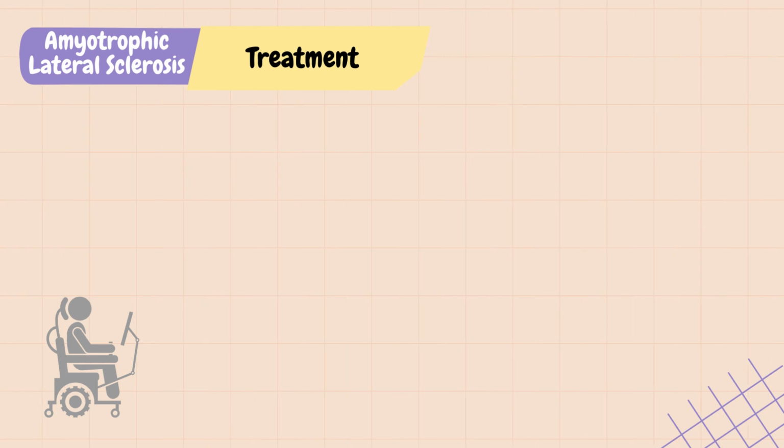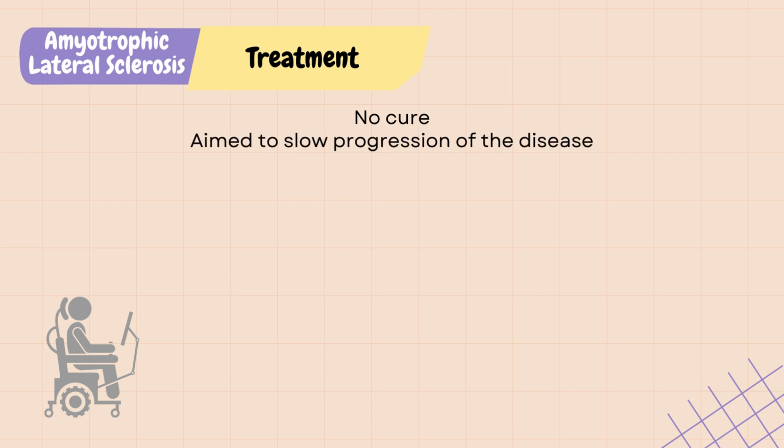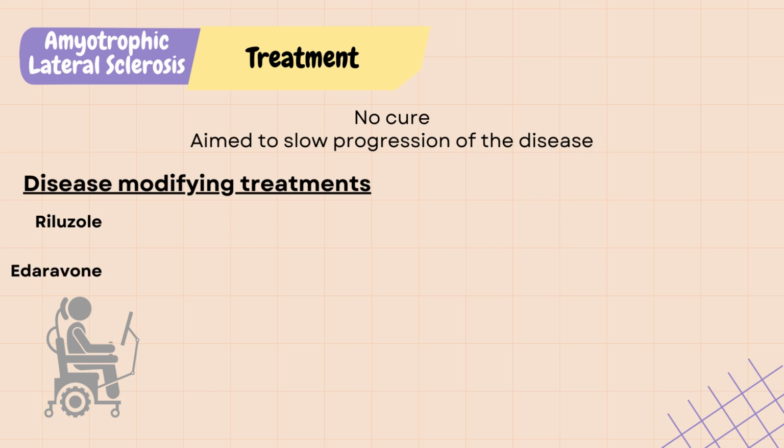Treatment. There is no cure. Patients with ALS can live up to 5 years after symptom onset. Treatments are aimed to slow progression of the disease, improve quality of life, and extend survival. There are 2 FDA-approved disease-modifying treatments for ALS, Riluzole and Edaravone.